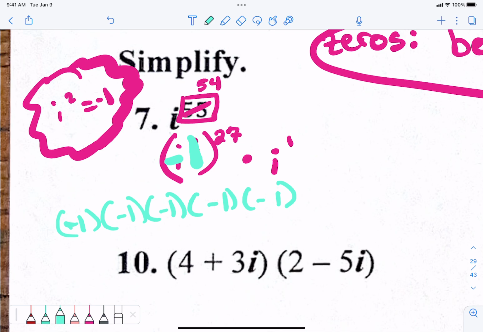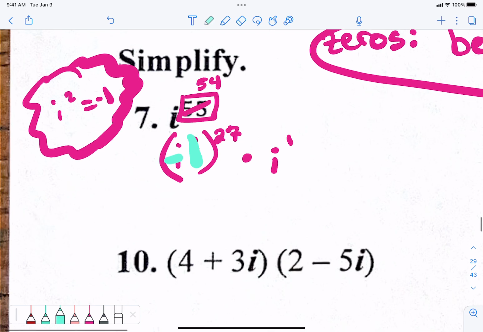If you have an odd number of negatives, does it become a positive or a negative? Oh, wait. Negative. Let's say 3, right? Negative times negative times negative is negative, right? So an odd number of negatives makes it stay -1, right? So -1 to the 27th power is just -1, right? That's how he simplifies. Times i. What's -1 times i? Negative i, or -1i. That's what he simplifies to.